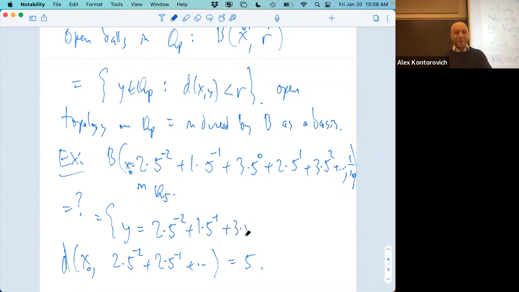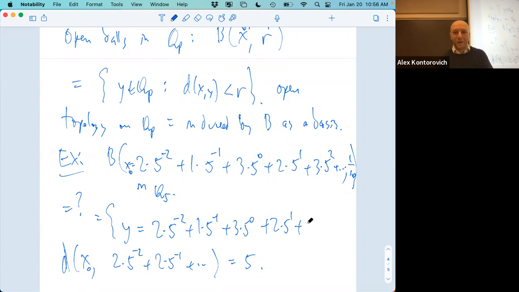I had better get the next one right, because if these two differ, now I have the distance between them would be 1. I had better get this one right, because if these two differ, then their distance is 1/5. Now, if they differ, the distance is 1/25.